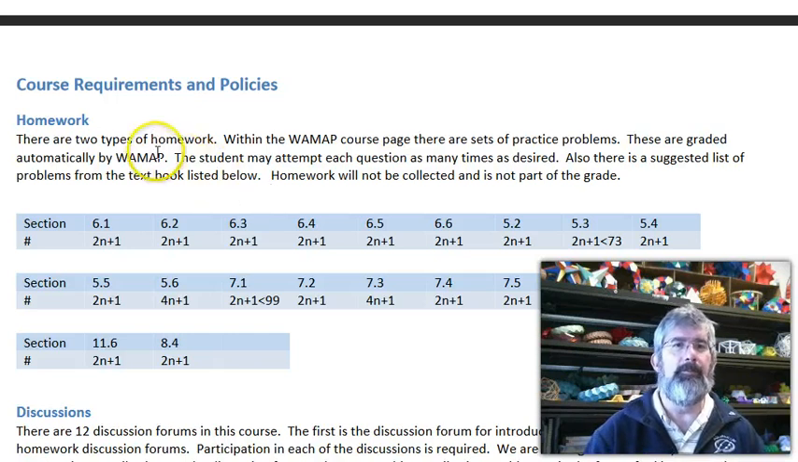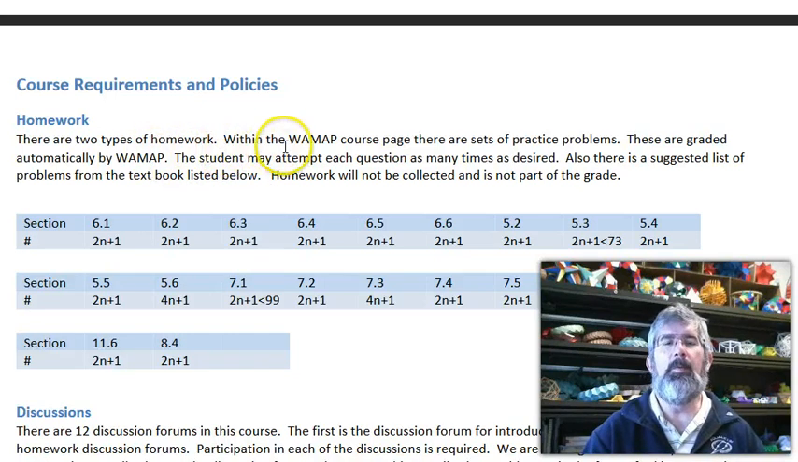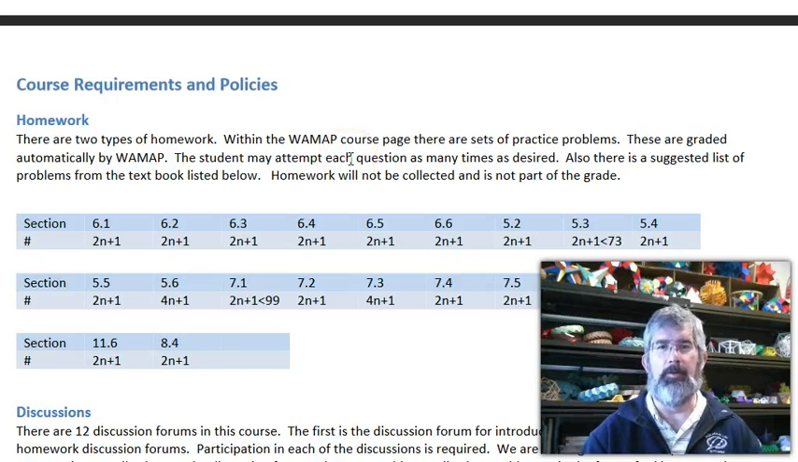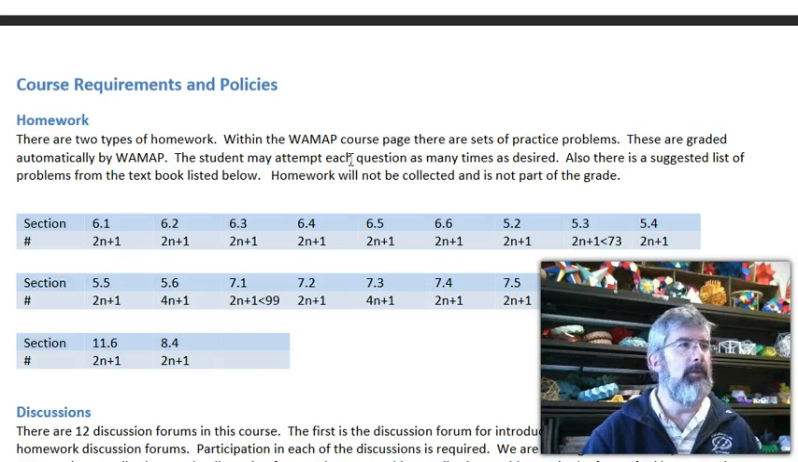First of all, there's homework. There are two types of homework. Within the WAMAP page, in each week there's a block called content, and as you work through the content, there will be practice problems. These are automatically graded by WAMAP. They are not part of your grade, but they are what's going to get you your grade.